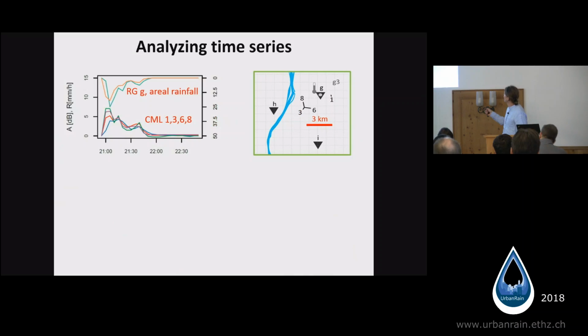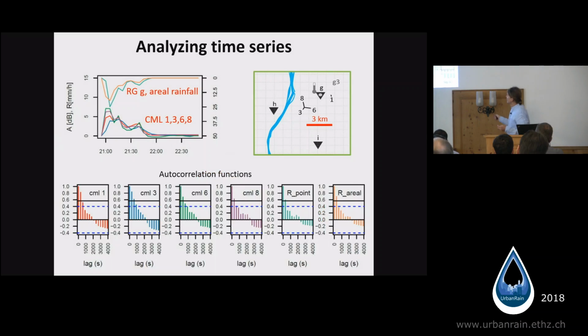And actually, when you compare the time series, this is just one example from these links, you can see that they look kind of similar. It seems that the links reflect the temporal pattern of rainfall pretty well. And if you look at the autocorrelation functions, this is the closest rain gauge, this is area rainfall, and these are the autocorrelations of these 4 links.